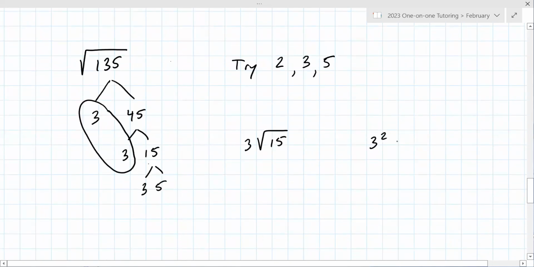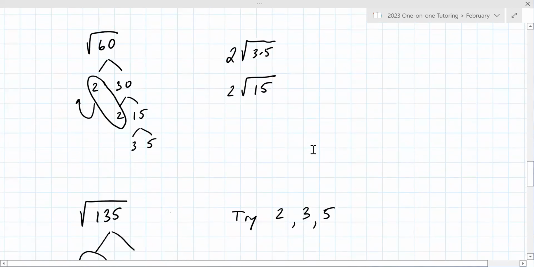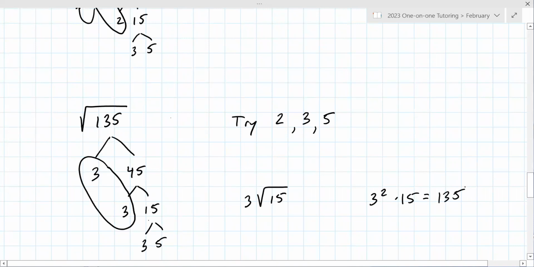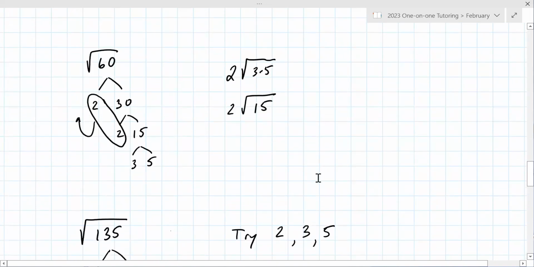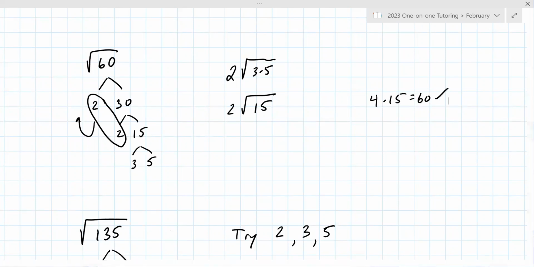3 squared is 9 times 15 is 135. Write that down. So that's your check. I mean, you sound like the type of math student that would appreciate that. This is 4 times 15 is 60. All right, so we got it down.